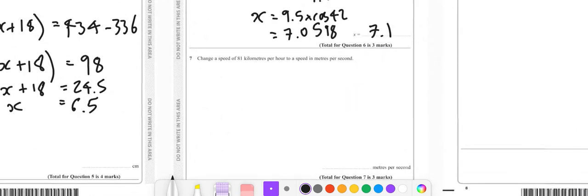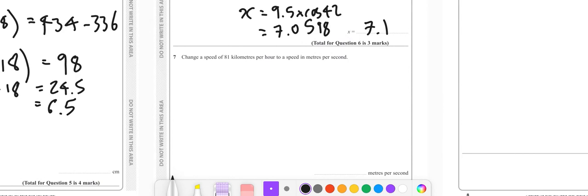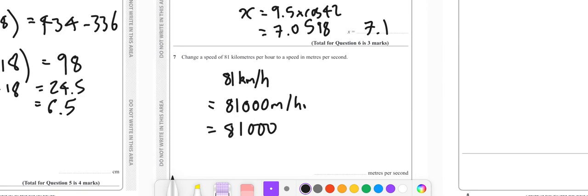Question 7. Change 81 kilometers per hour into meters a second. So 81 kilometers per hour. I tend to do this in 2 goes. First of all, that's the same as 81,000 meters per hour. Seems to make sense. So then, how many meters do I go in a second? Well, I go less in a second, so I'm going to divide it by 1,000 meters per second. 81,000 divided by that is 22.5.